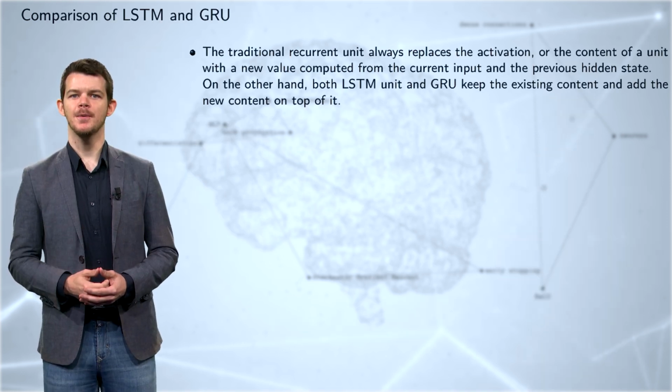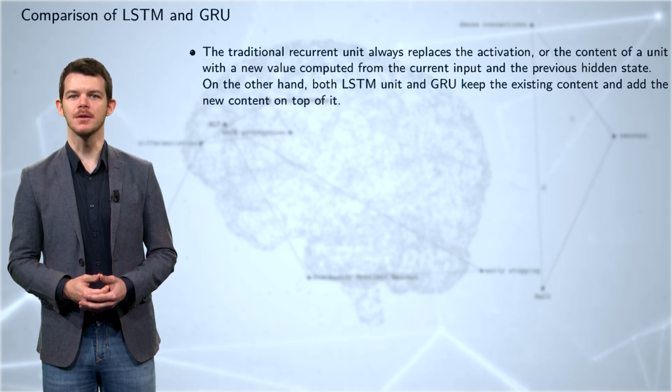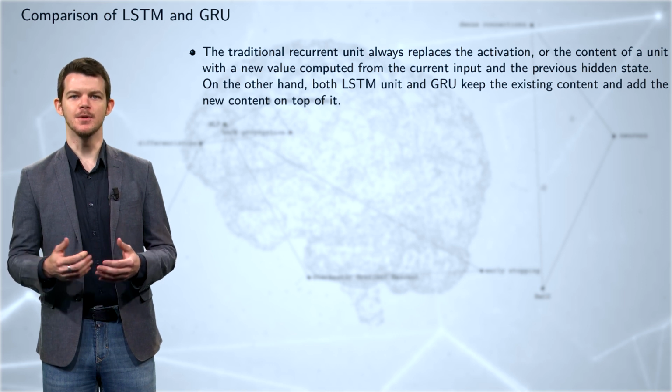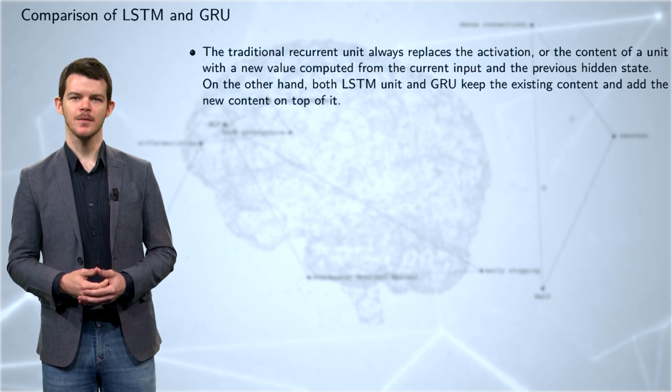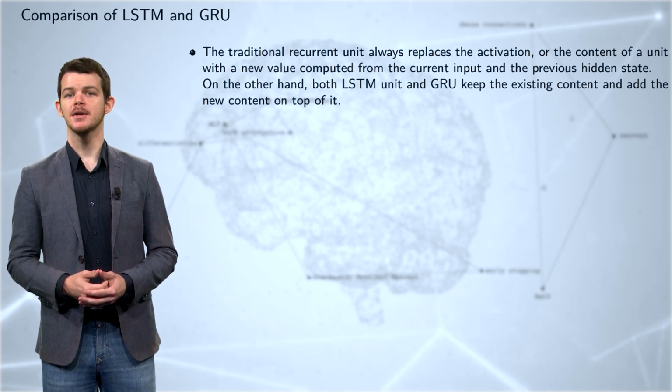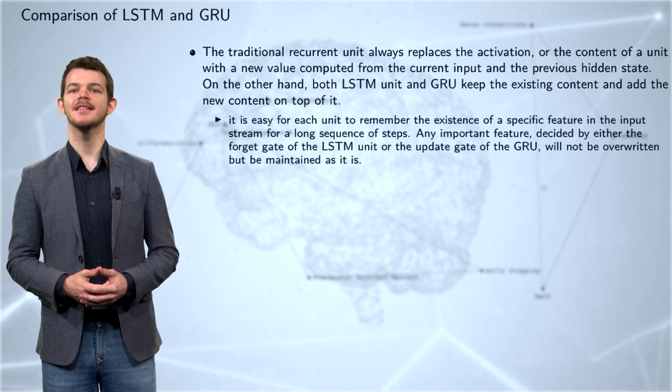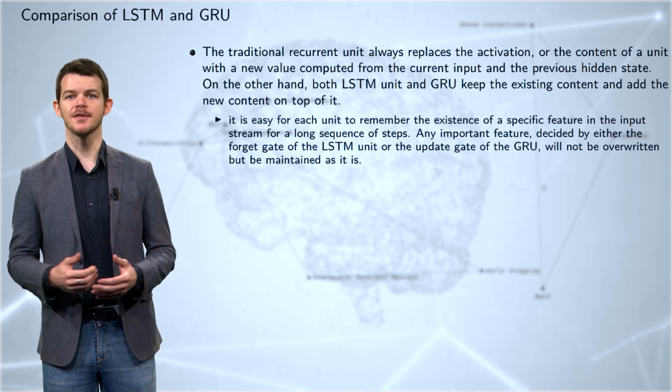Here is a short comparison between LSTM and GRU. Recall that the traditional recurrent unit always replaces the activation or the content of a unit with a new value computed from the current input and the previous hidden state. However, both LSTM and GRU keep the existing content and add the new content on top of it, which helps the network to remember long-term dependencies. It is thus easy for each unit to remember the existence of a specific feature in the input stream for a long sequence of steps.